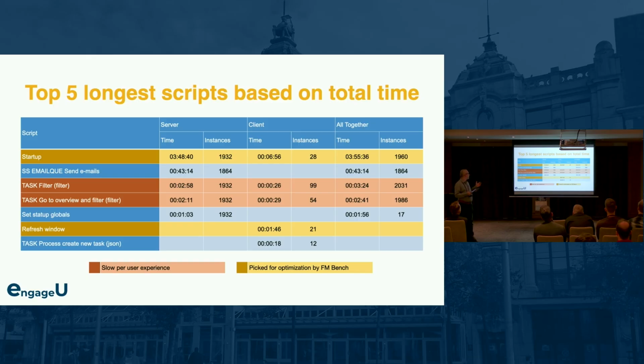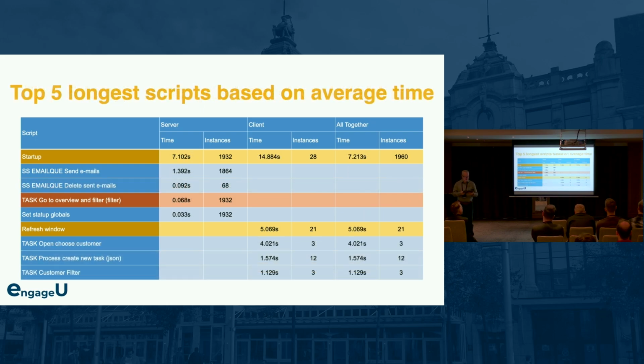And so we implemented FMBench to measure all the scripts that they were running, and we sorted them by the time it took for each script to run, first by total time and then by average time, how long it took.